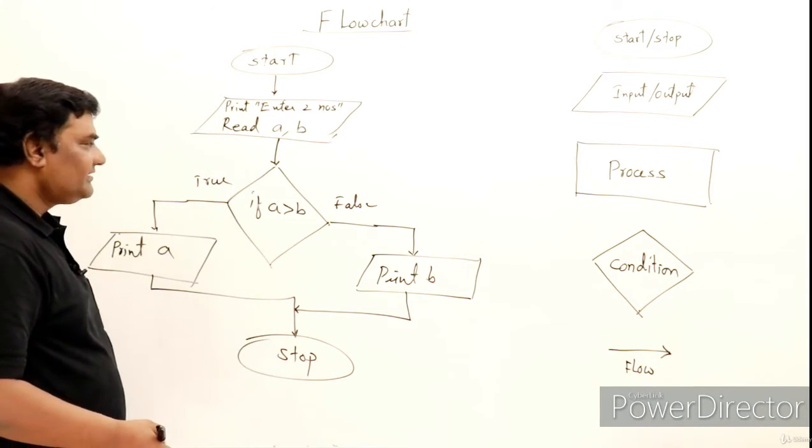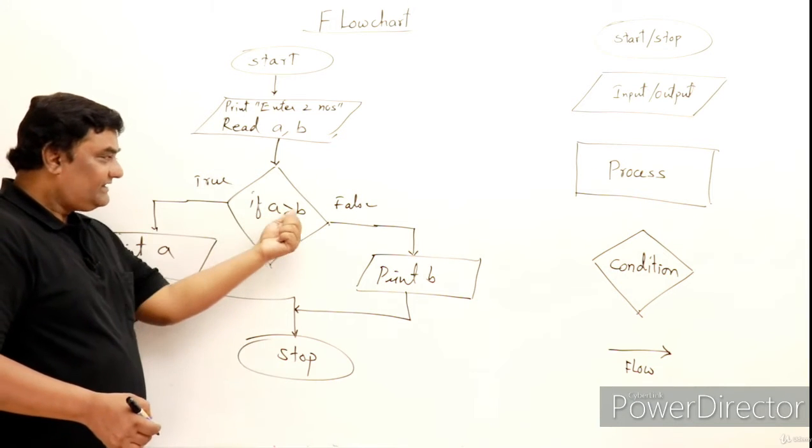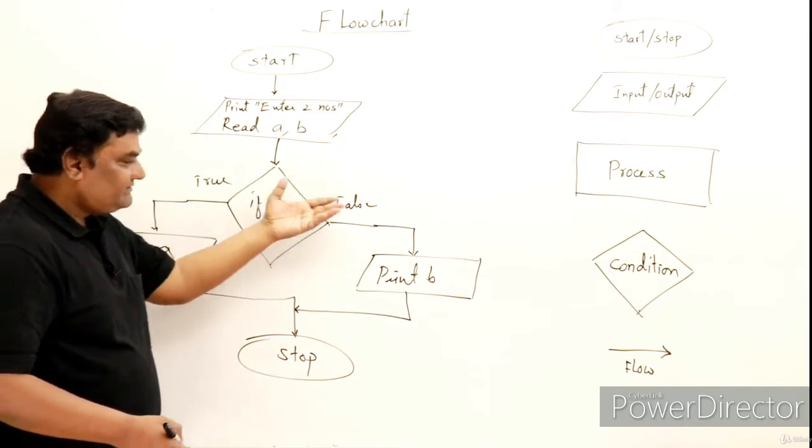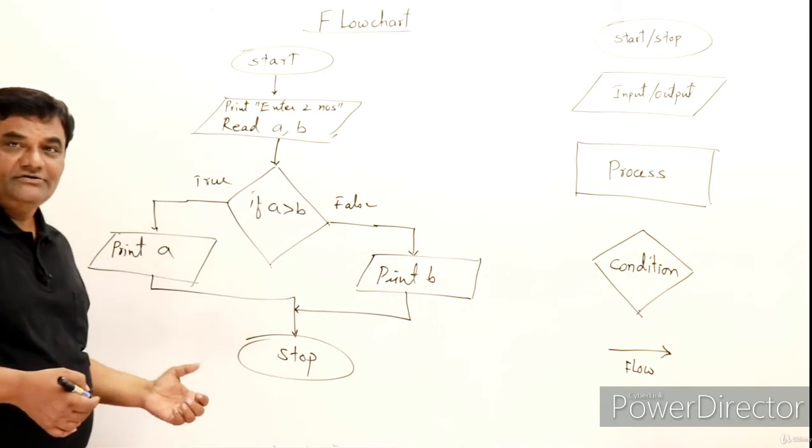So this is how we can use a condition box. If A is greater than B, true, then print A. False means B is greater, so print B. So you can look at this one.